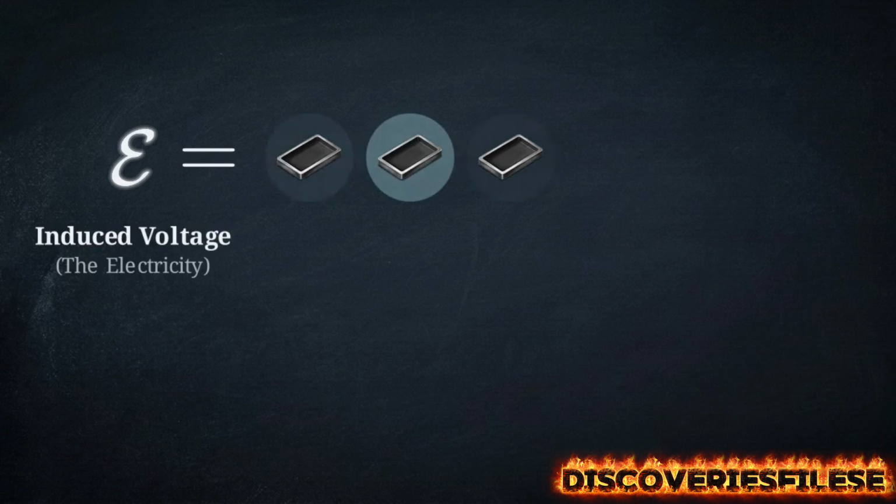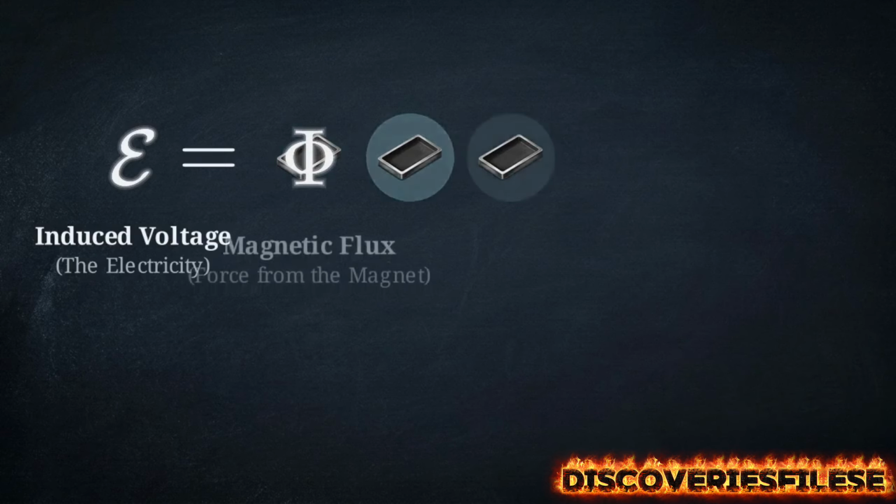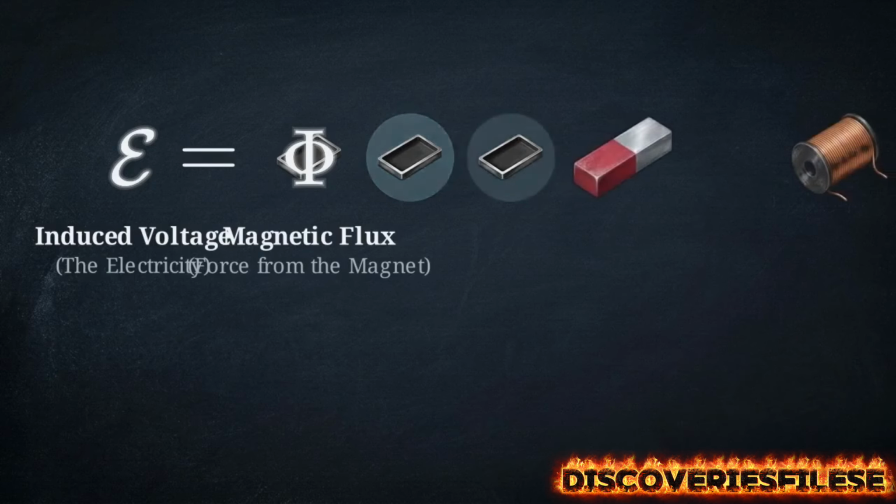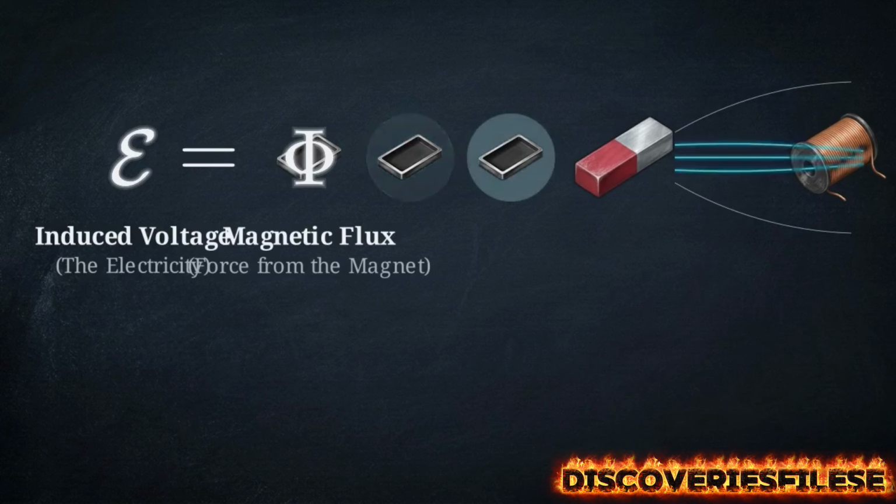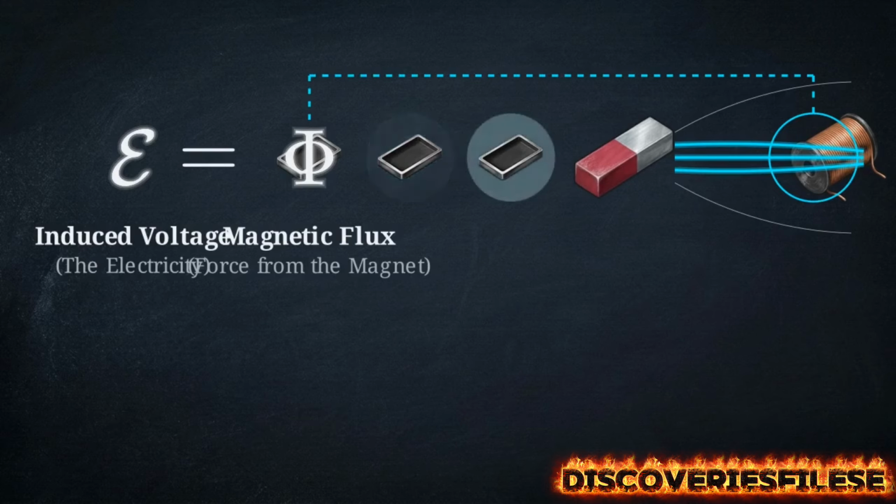We need a raw material to create the charge. This is represented by the Greek letter phi, which stands for magnetic flux. It represents the measurable force coming off the magnet. As you can see in this animation, flux represents the specific magnetic field lines that successfully pass through the hollow center of our wire loop.